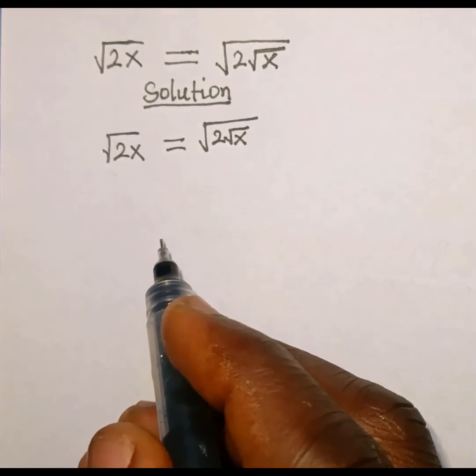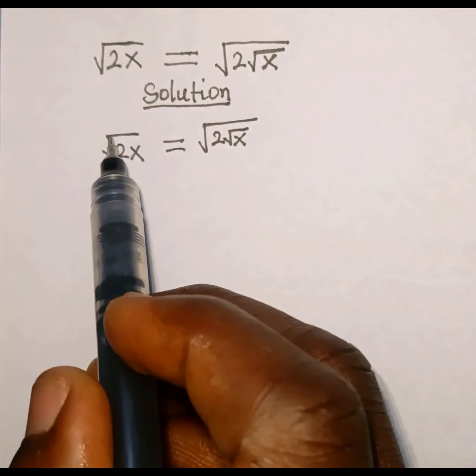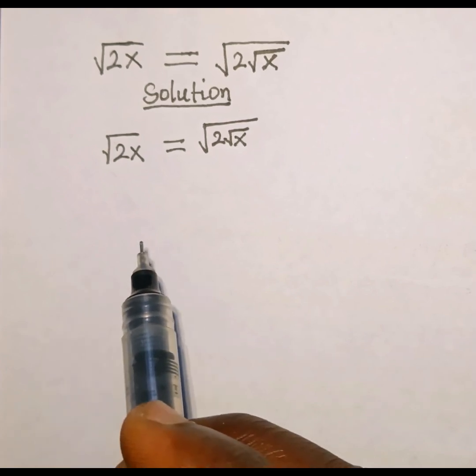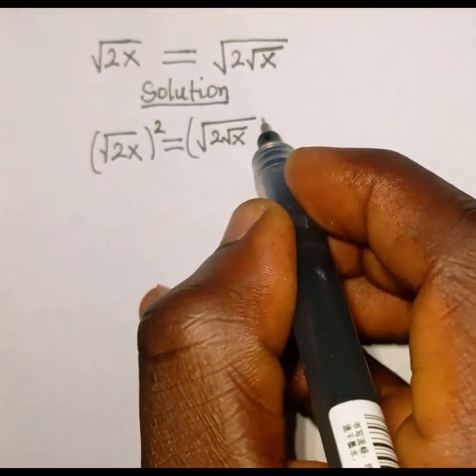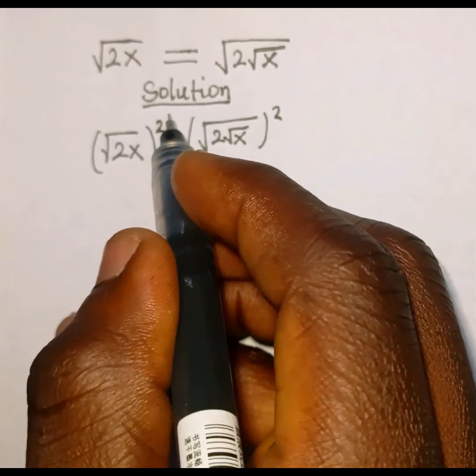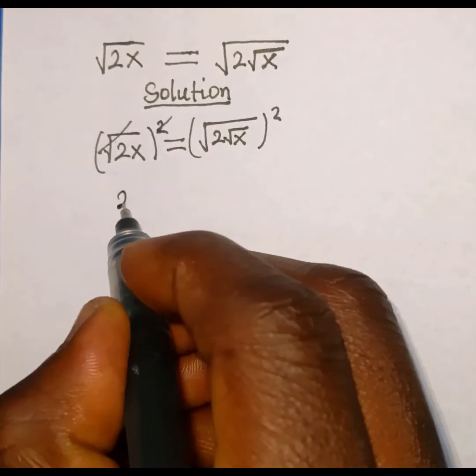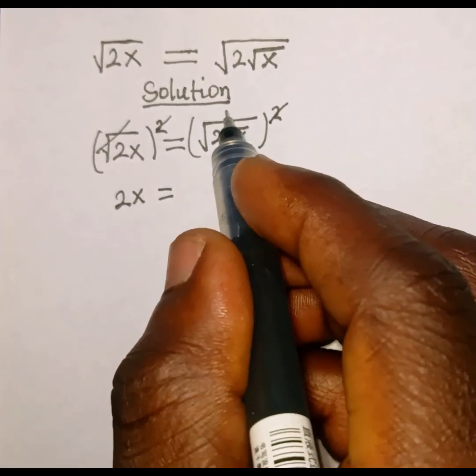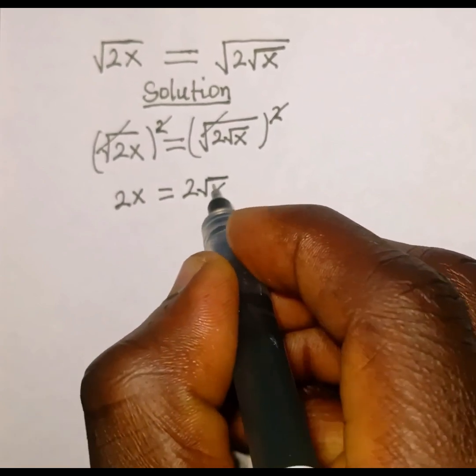The first thing we are going to do: if you look at both the left and the right hand side of this equation, you can see that we have square roots. So we need to remove the square root by squaring both sides of the equation. We square the left hand side and also the right hand side, so that this square can eliminate this square root. On the left hand side we are left with just 2x, which is equal to, then this square is going to cancel this square root. We are left with just 2 times the square root of x.